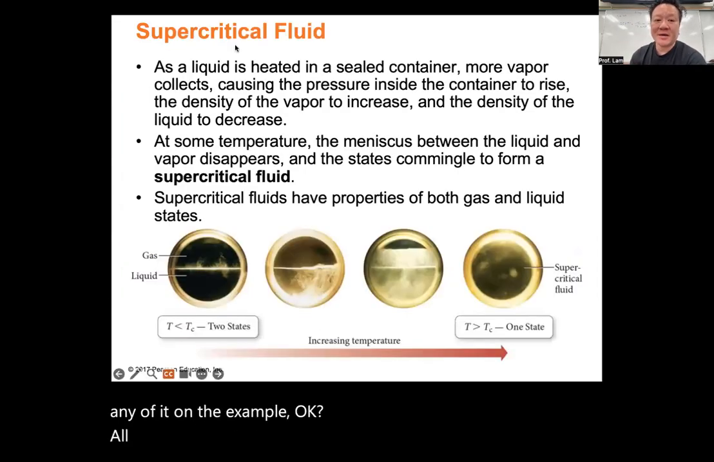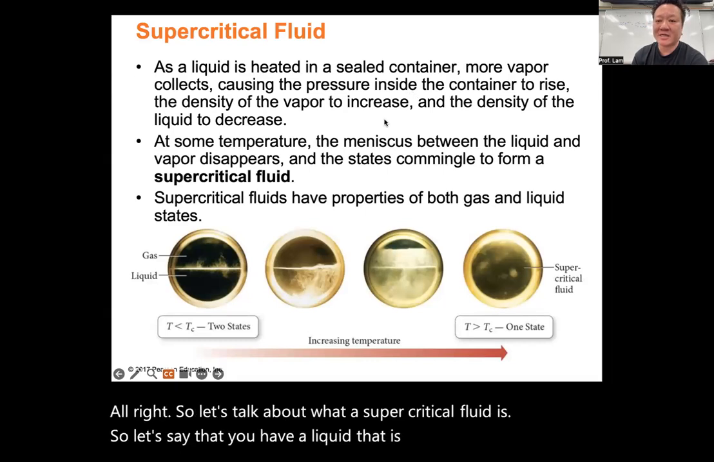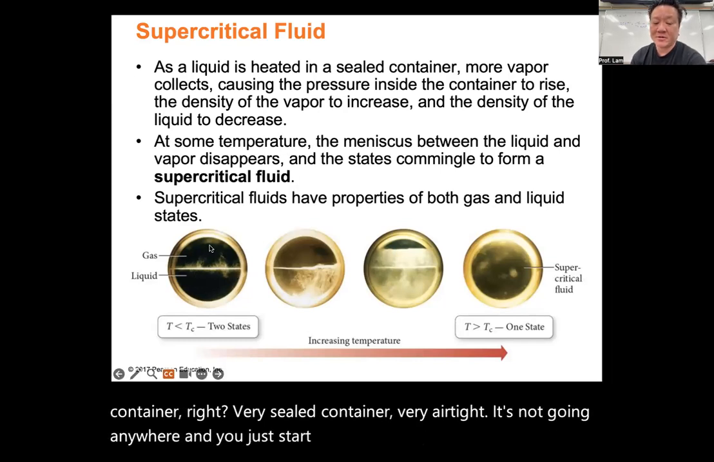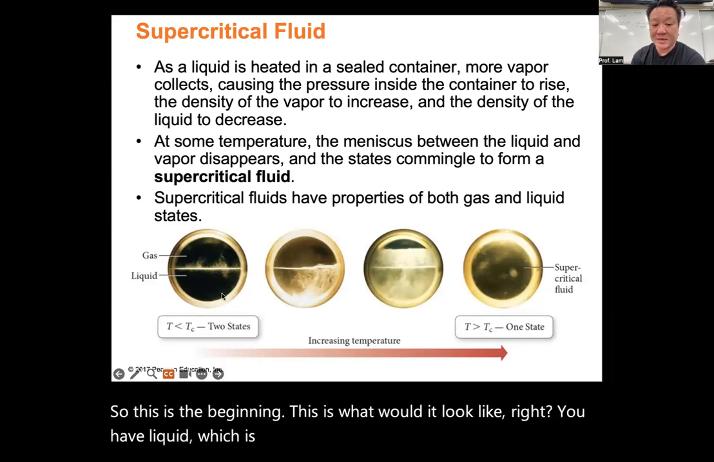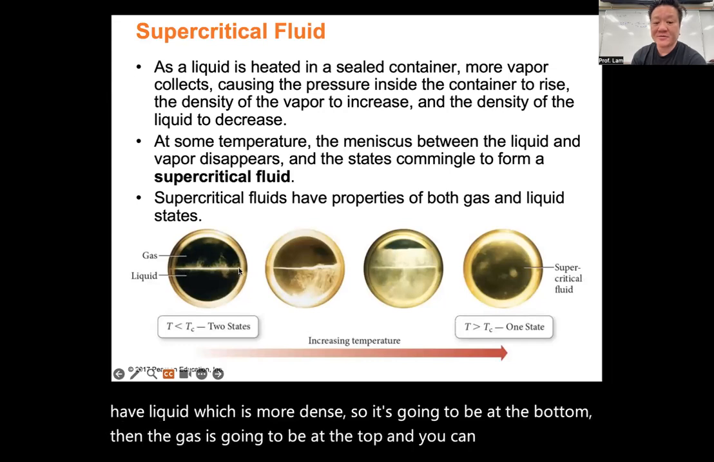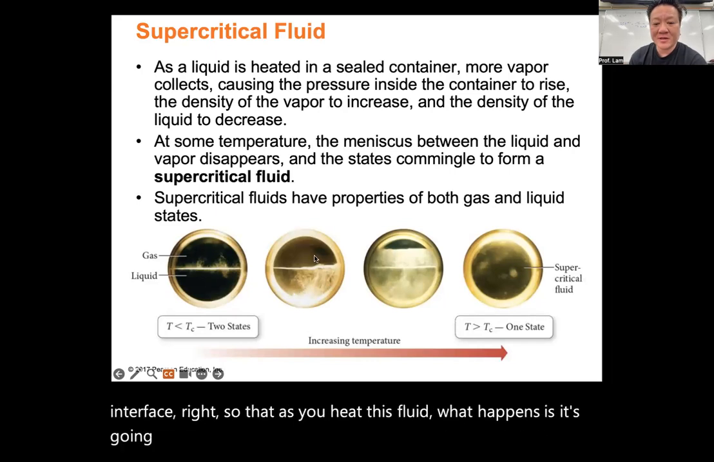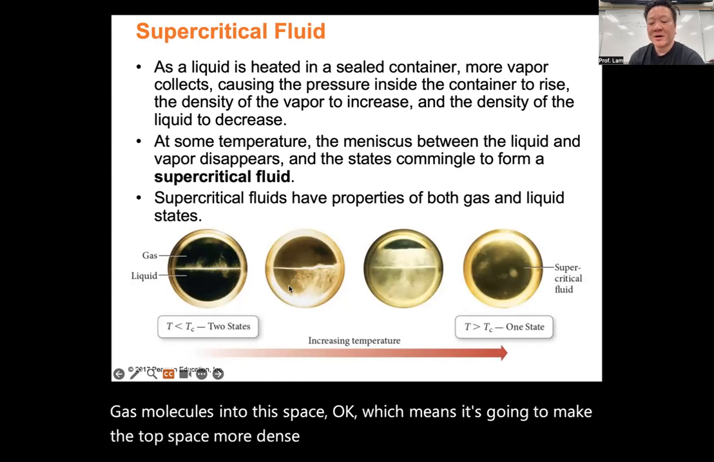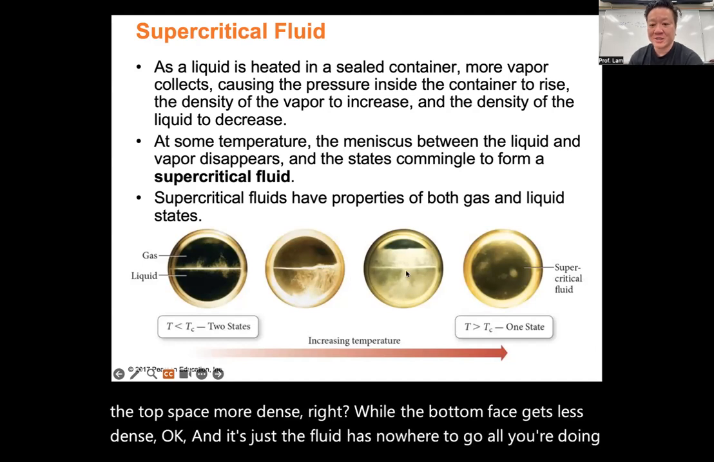All right, so let's talk about what a supercritical fluid is. Let's say that you have a liquid in a completely sealed container, very airtight. It's not going anywhere, and you just start heating this chamber. This is the beginning. You have liquid, which is more dense, so it's at the bottom. Then the gas is at the top, and you can see the interface. As you heat this fluid, it puts gas molecules into this space, which makes the top space more dense, while the bottom phase gets less dense. And since the fluid has nowhere to go, all you're doing is changing the density.